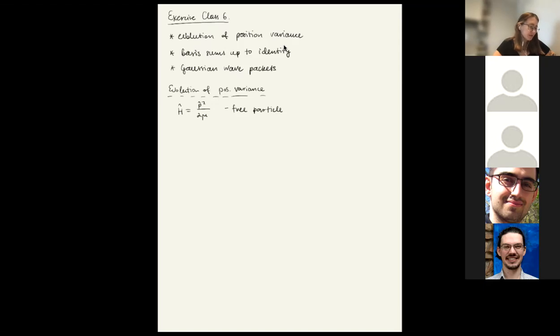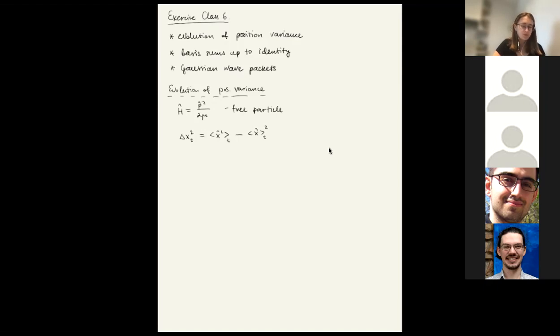And the variance we'll be looking at is the position variance, and the position variance delta x t squared, which of course depends on time t, is the average of x squared at time t minus the average of x at time t, squared. So this is just the usual definition of the variance. And now we'll follow a bunch of steps to get to the answer. What is the exact solution for delta x t squared for the free particle?